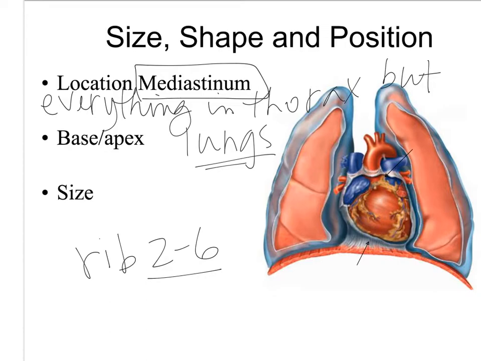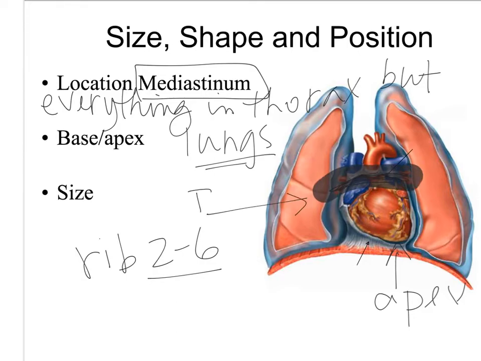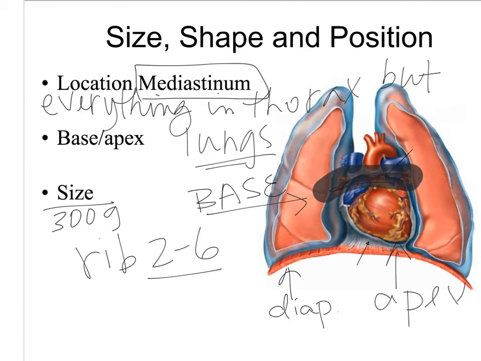The apex of the heart is here, so that is the point. And this is considered the base up here. So up here, this is the base of the heart. They say it's about 300 grams, or about the size of your fist. Here's the diaphragm.